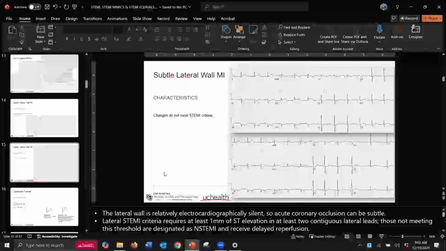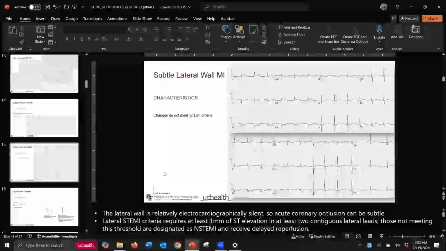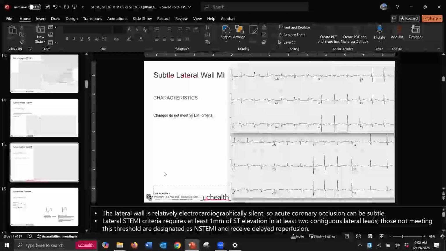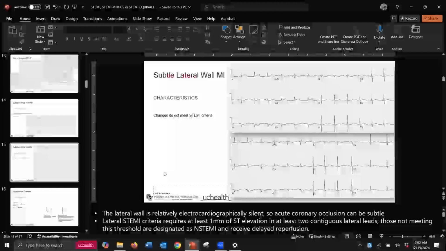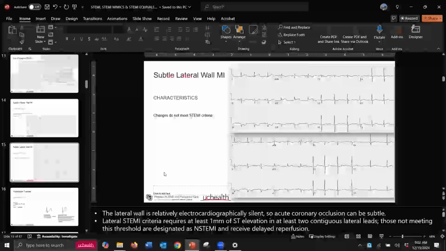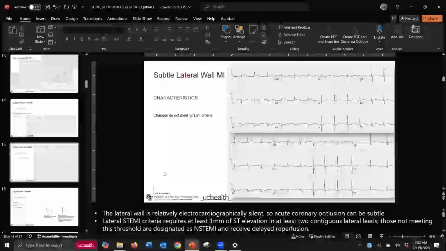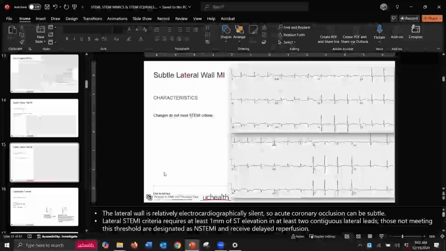One of the bigger things I'm going to hammer on, especially in these situations, is serial EKGs. I want to detect subtleties in evolution, right? This EKG does not meet STEMI criteria. That's why it is a STEMI equivalent, okay? We look at the upper EKG here. We see that there's some depression, some reciprocation in the inferior leads, lead 3, lead AVF, and quite possibly 2.